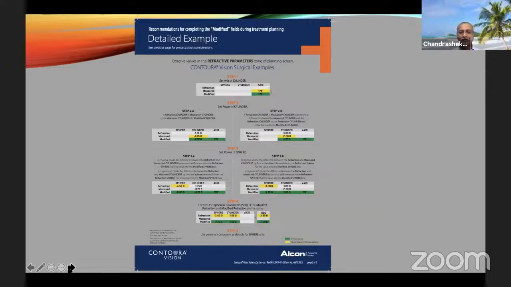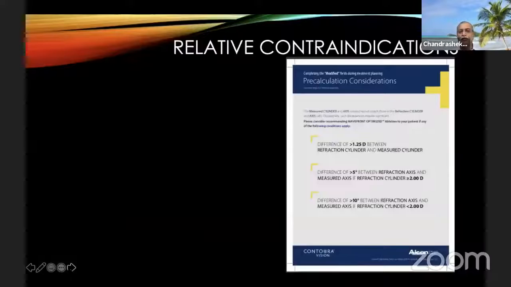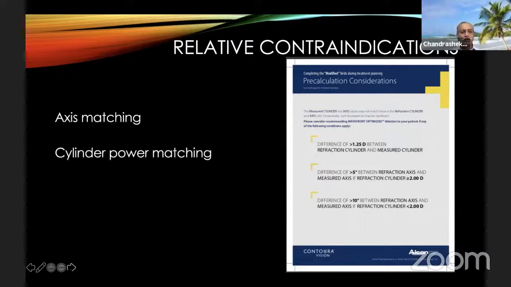What if the manifest cylinder is more than subjective, and what if the subjective is more than manifest, and what if the axes are not matching? But the most important is the contraindications: when the difference between the two cylinders is more than 1.25, or the difference between the axis of the measured and the subjective refraction is more than 5 degrees or 10 degrees, depending upon the amount of cylinder, you do not go ahead with Contoura. So axis matching, cylinder power matching, that point I have explained.